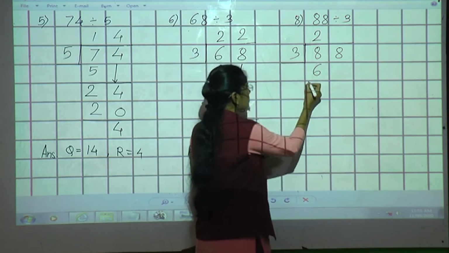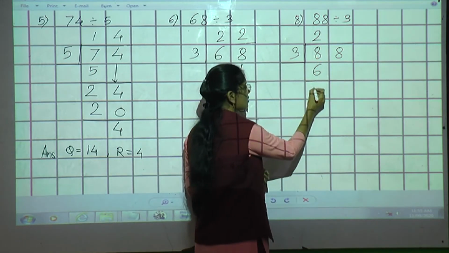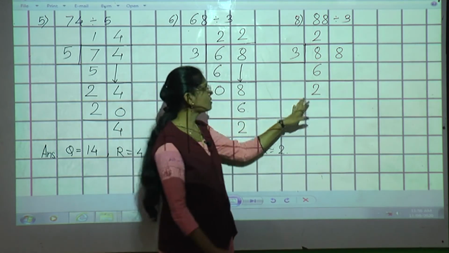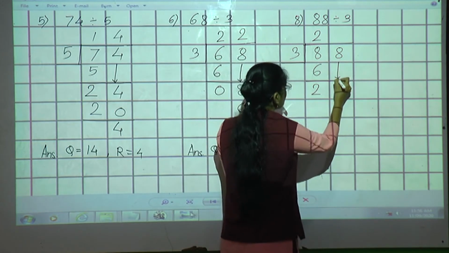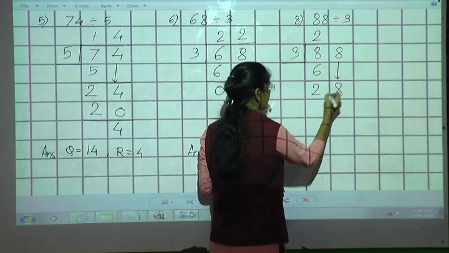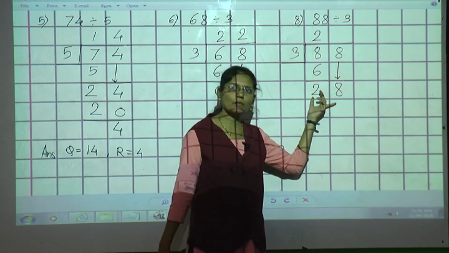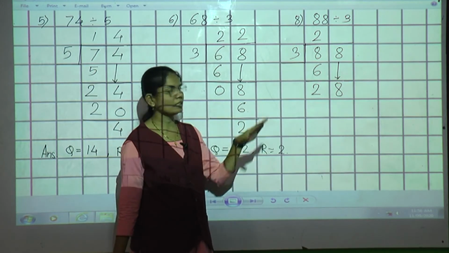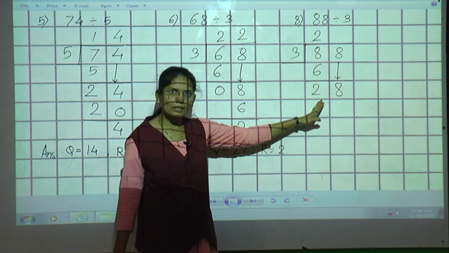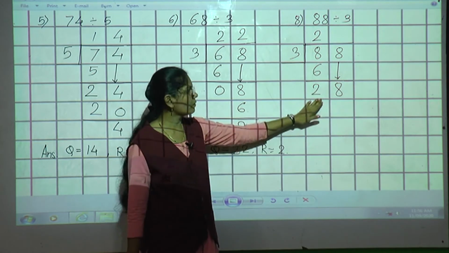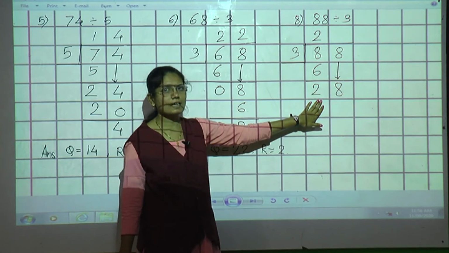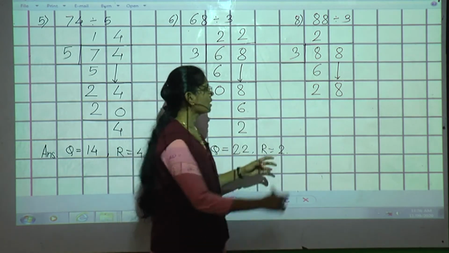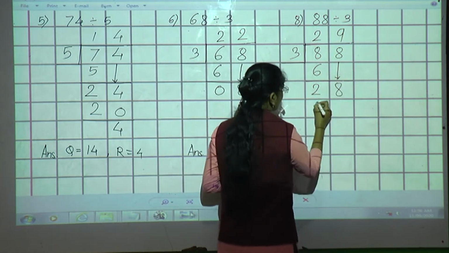Now 8 minus 6 you have to do. 8 minus 6, 2. This is the first step. Now we'll move to the second step. In step 2 we have to take this number down. Here 8 is there, so this 8 will come down, and now here we have 28. Now we have to do 28 divided by 3. Again in the table of 3, 28 is not there, so we take the smaller number than 28. Yes, 27 is there.